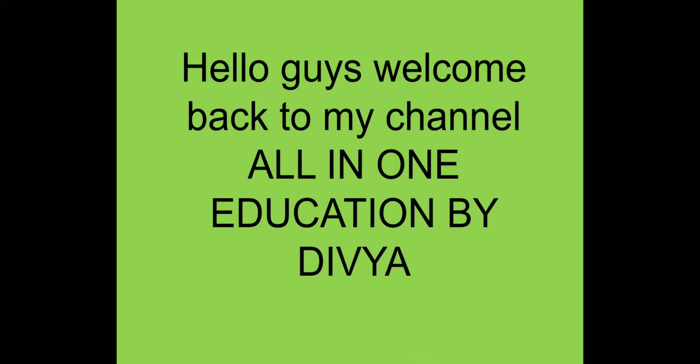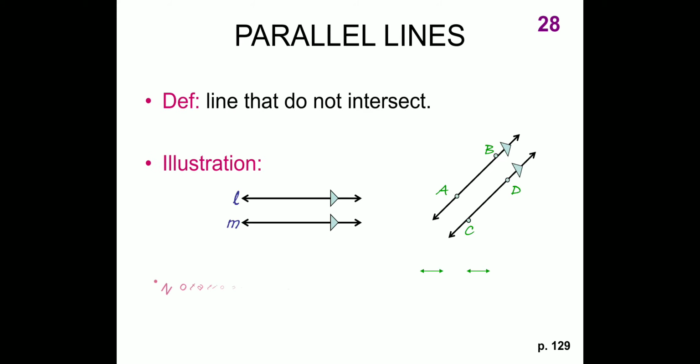Today we are going to see about lines and angles. So let us see what we mean by parallel lines. Definition: lines that do not intersect. Intersect means touching each other, so lines that do not touch each other are known as parallel lines.